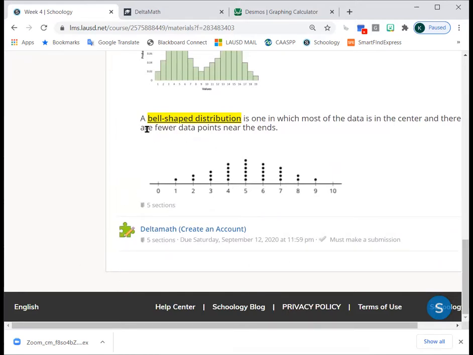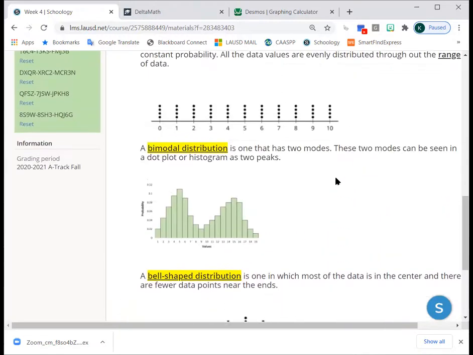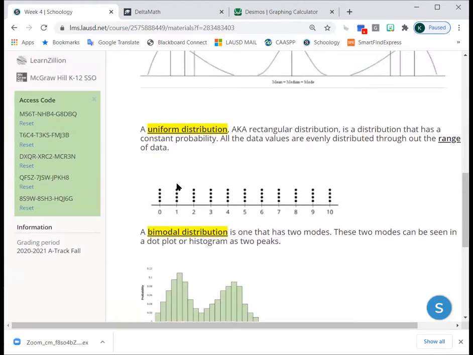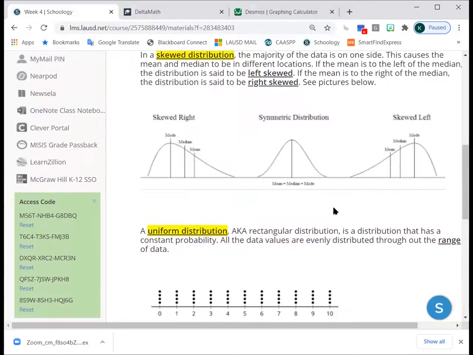Okay, going backwards up, a bell-shaped distribution looks like a bell. It has one peak and it's kind of even on each side. It kind of goes down. A bimodal distribution has two peaks. It has two mountains and it's basically like two bell-shaped curves put next to each other. A uniform distribution is a distribution where all the data points are kind of spread out evenly. They can be perfectly even or close to perfectly even.